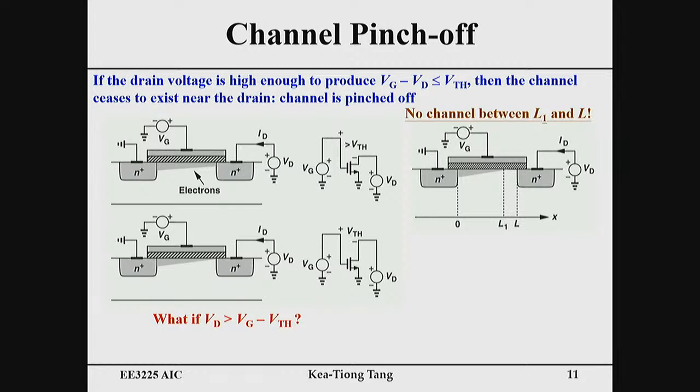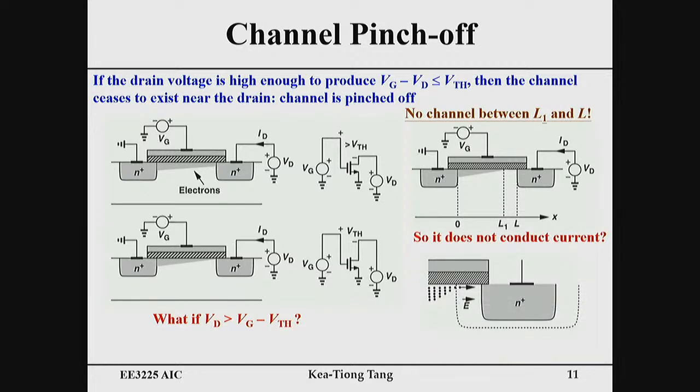So what will the operation of the transistor be after Vd is larger than this pinch-off point? Actually, we talked about this yesterday. The current will still flow because there will be a reverse bias electric field right here. So whatever electrons go to here will be swept into the drain. So it will still conduct current.